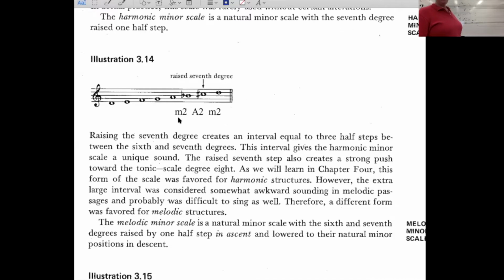So when we do that, we still have the semitone or minor second between 5 and 6, but now we have a semitone or a minor second between 7 and 8, or 7 and 1. And this is interesting, we have an augmented second from scale degree 6 to scale degree 7. Here's what the harmonic minor scale sounds like.